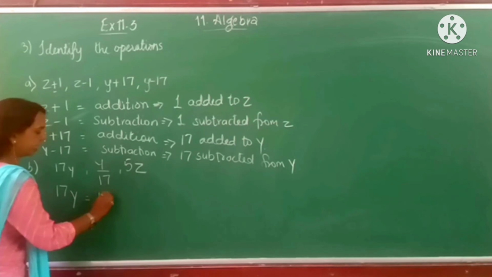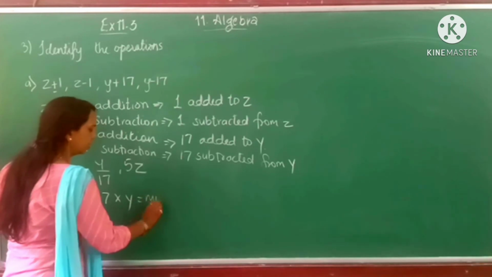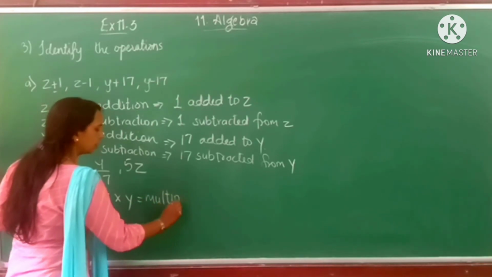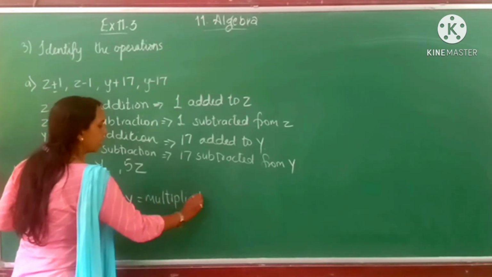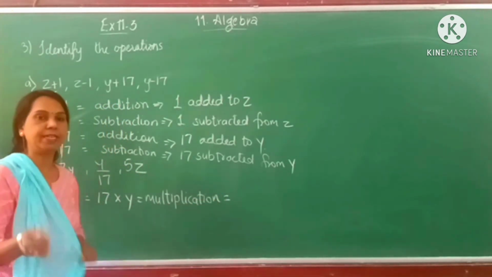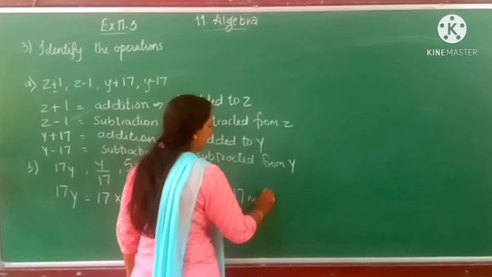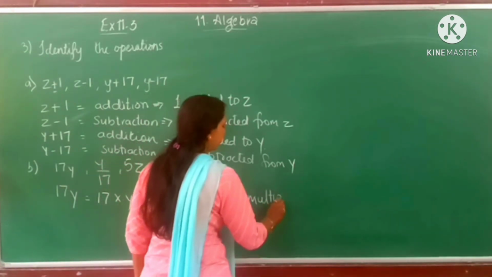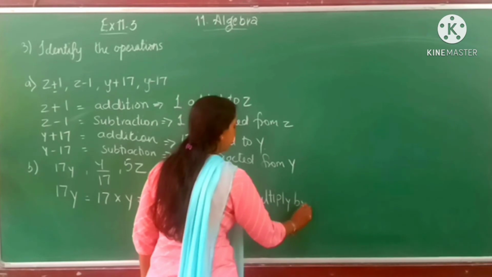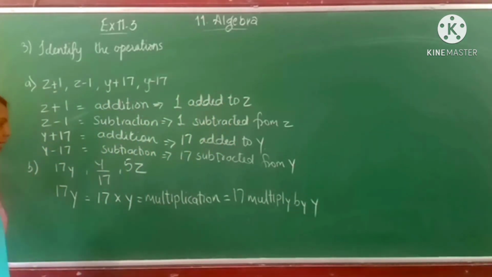Next, here you can write it as 17 into y. Okay, so which operation is done here? It is multiplication. And how is it formed? It is formed when 17 is multiplied to y, or 17 multiplied by y.